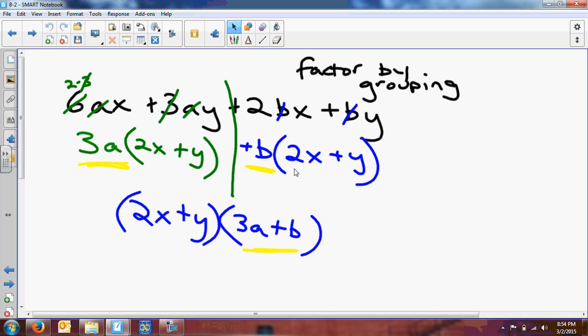You're matching parentheses, which your goal is to get them to match every single time when you're factoring by grouping, okay, is half of your answer. The other half, as you can see in yellow, is just the stuff on the outside, 3a plus b. So 3a plus b, okay?